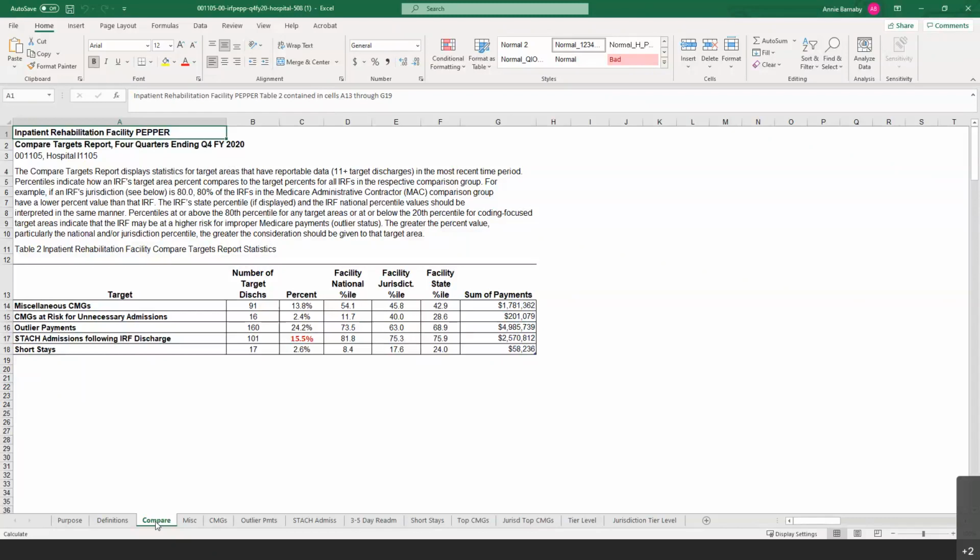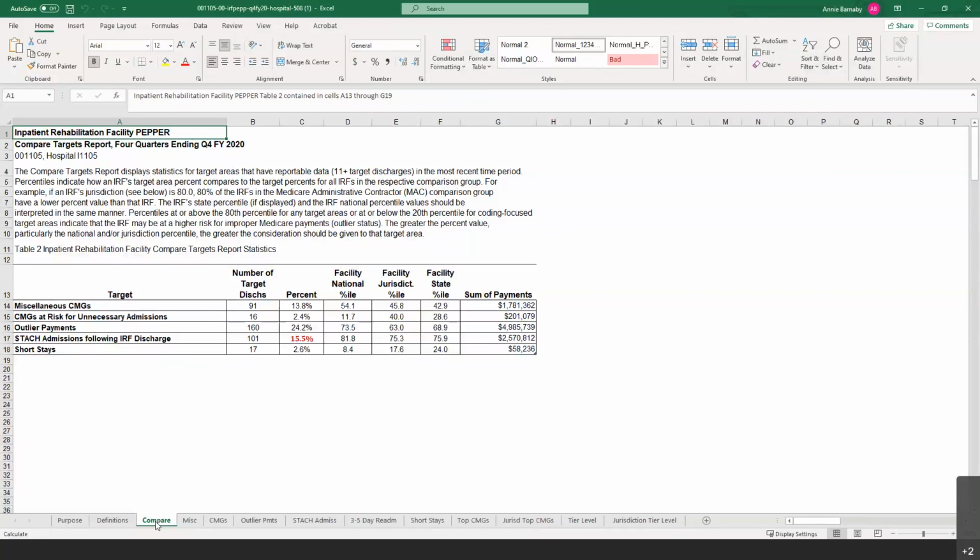And we do go into more detail, and we'll get to that when we get to the miscellaneous CMG tab for that target area. But this gives an overall view. It's a big step back before we go into the detail and all of the data that's presented in each of the target area tabs.